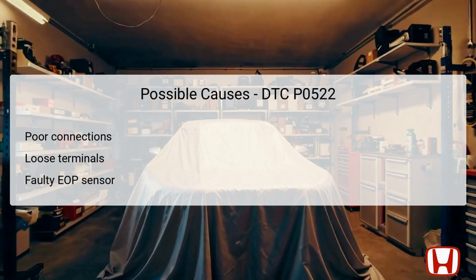The potential causes for DTC P0522 primarily include poor connections and loose terminals at the EOP sensor or the Engine Control Module, ECM. Poor connections can disrupt the electrical flow required for the sensor to operate correctly, leading to a low voltage reading. Loose terminals may create intermittent contact, causing the system to fail temporarily.